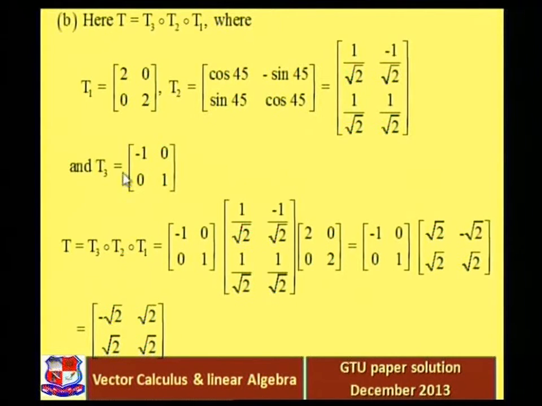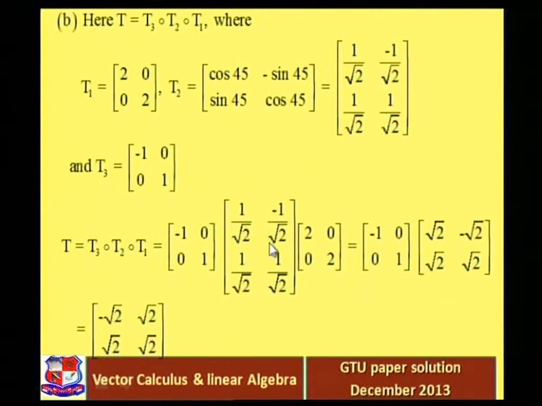And T3, that is the reflection about the y-axis, so that is T of x, y equal to minus x, y. The standard matrix for that one is minus 1 0 0 1, and then again we multiply these three matrices, T3, T2, T1. So the first is minus 1 0 0 1, the second one is 1 by root 2, minus 1 by root 2, 1 by root 2, 1 by root 2, and this is 2 0 0 2.